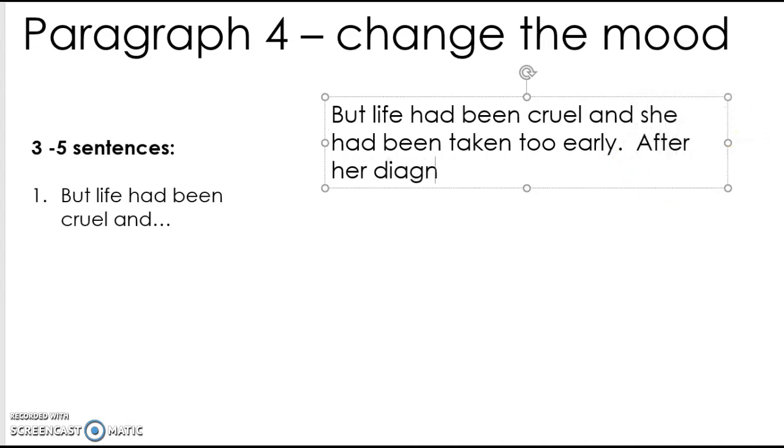After her diagnosis, and again, I'm not going to be specific about what she had. Her diagnosis tells the reader really the illness. The reader can infer that it was something horrible. She started to fade away.